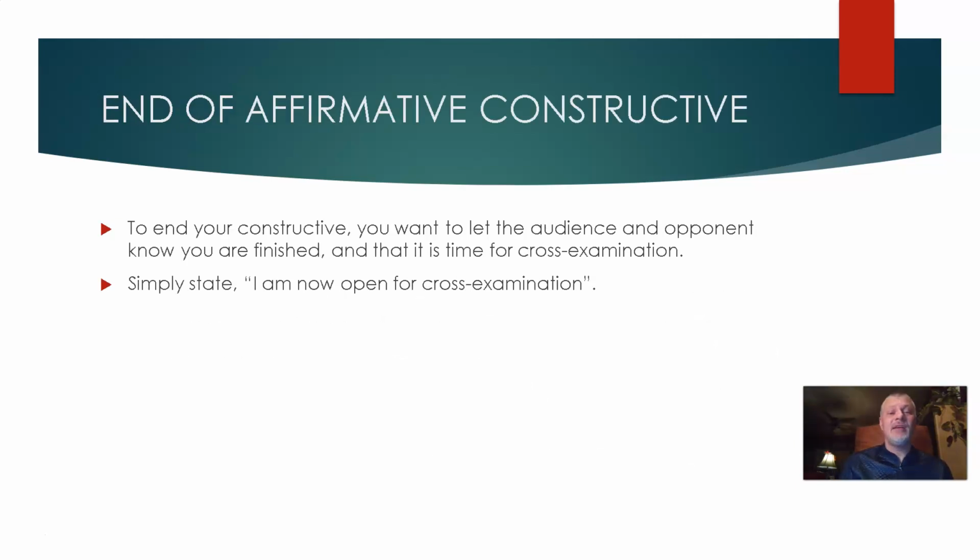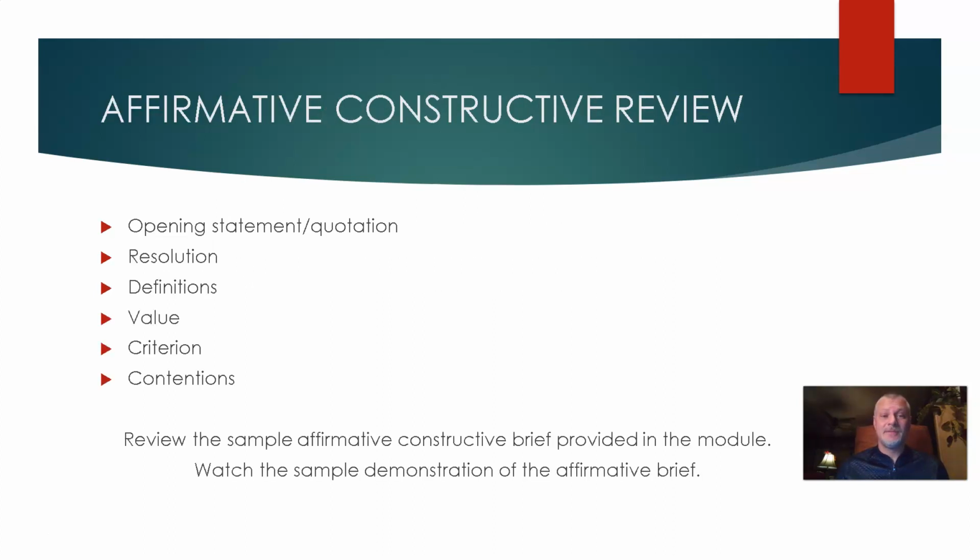So once you have finished your contentions, to end your constructive, you want to let the audience and opponent know you are finished and that it is time for cross-examination. You will simply state, I am now open for cross-examination. So to review the different parts of the affirmative constructive, we begin with an opening statement quotation. We then provided the resolution. We gave definitions. We provided the value, the criterion, and then the contentions or our arguments.